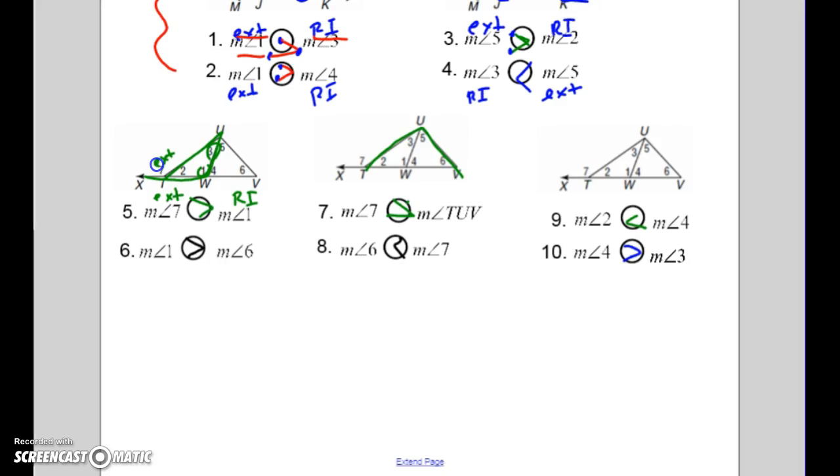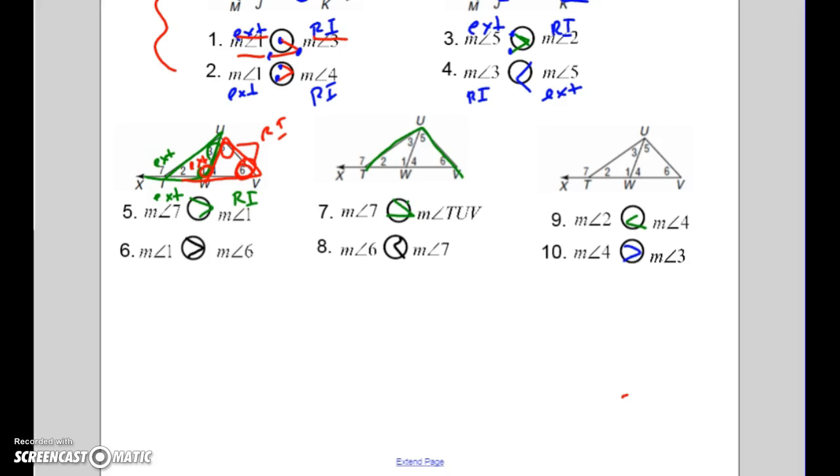This is my exterior. So my exterior will always be greater. On the next one, it's dealing with 1 and 6. Well, at that point, now I'm really going to be using this triangle right here. 1 is my exterior, and these two right here would be my remote interior angles.